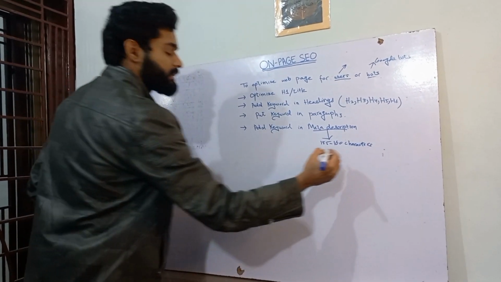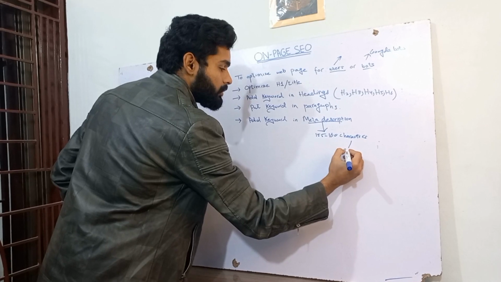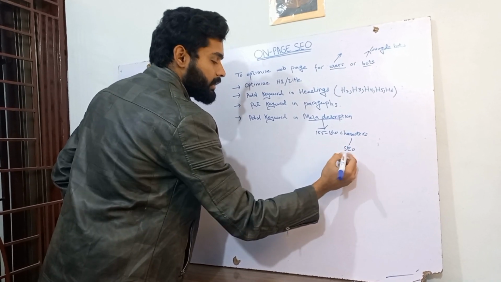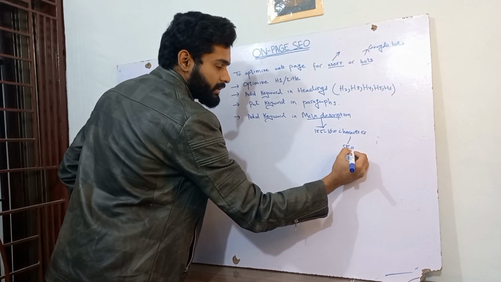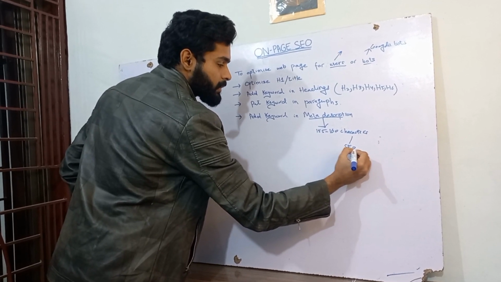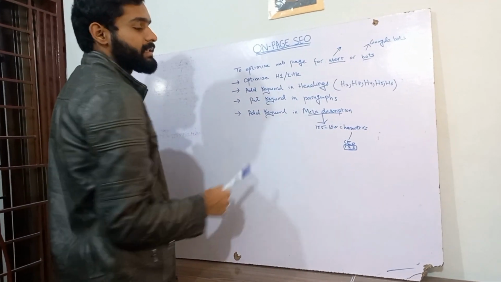Characters are the things, just like I'm writing SEO. SEO is a word, and in it there are 3 characters: S is 1, E is 2 and O is 3. There are 3 characters. So for the meta description you have to write 155 to 160 characters.